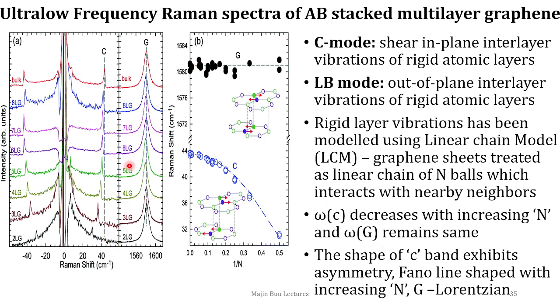Moreover, with the increasing number of layers, one could observe the increasing asymmetry associated with the C mode, but the G mode was quite the same, and it can be fitted with the same Lorentzian fitting, whereas the C mode, because of the increasing asymmetry, was fitted by a peculiar structure called the Fano line shape with increasing asymmetry.